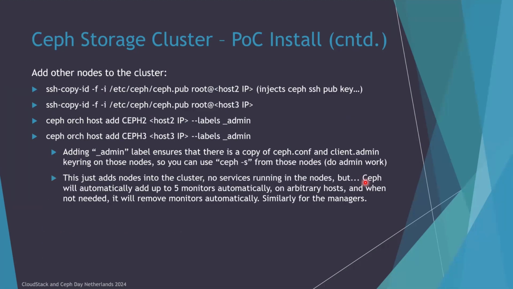But either way, once we have the initial cluster bootstrap on a single node, we will just copy basically the SSH key to other two nodes, just injecting the public key in the authorized files, and then finally we'll be adding those two hosts optionally with the label admin. Because when you put the label admin, it will actually ensure there is a copy of the ceph.conf and the client admin key on those nodes, so you can use extra administration tools like Ceph or RBD or whatever you actually install there.